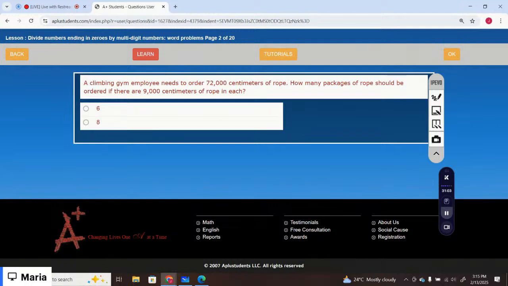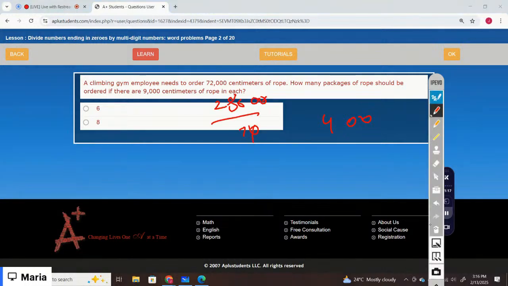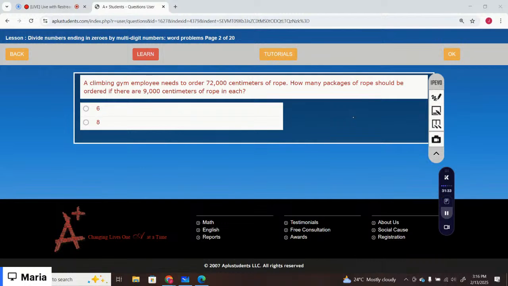A climate gym employee needs to order 72,000 centimeter of rope. How many packages of rope should be ordered if there are 9,000 centimeter of rope in each? So you have to divide 72,000 divided by 9,000. So you have to cancel out these three zeros. You need to count table of 9 until 72. 9 times 8 is 72. So the correct option is 8. Option number 2 is the correct option.